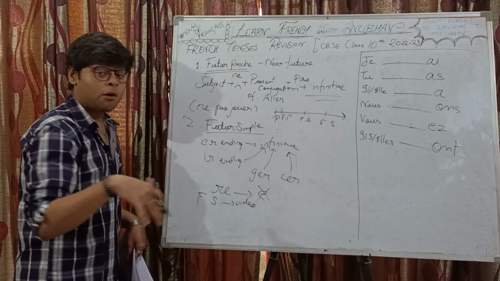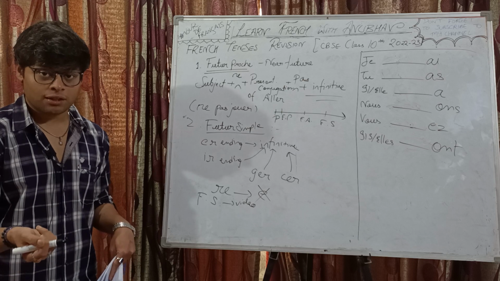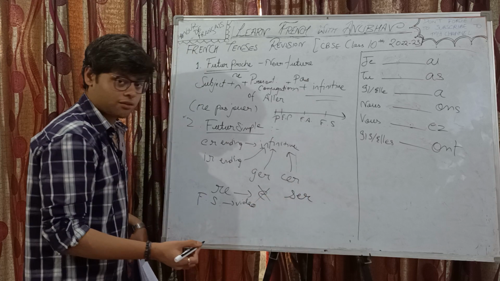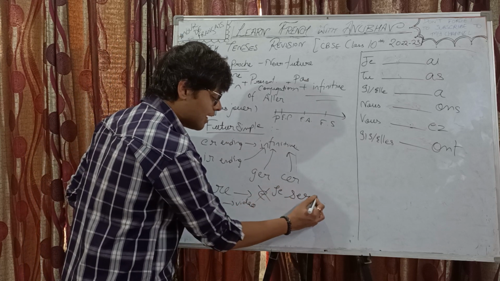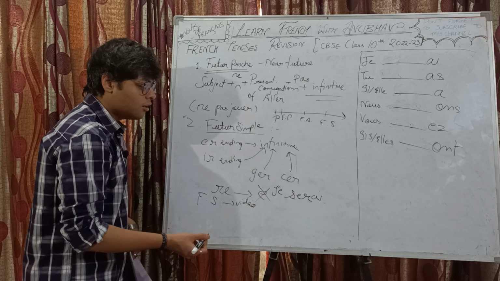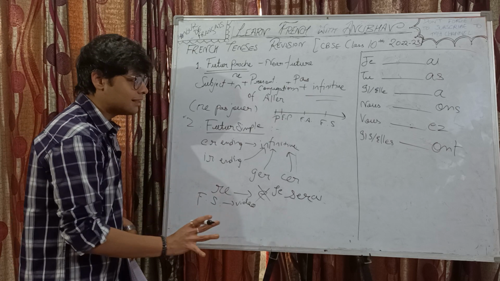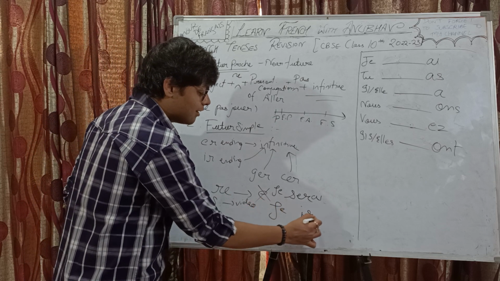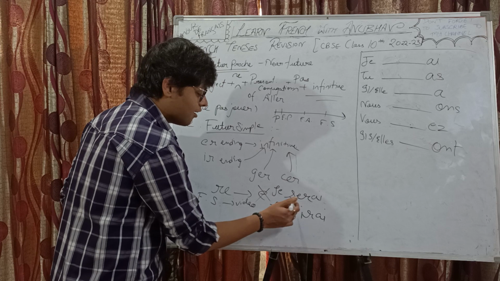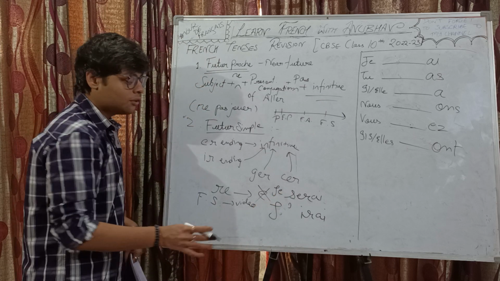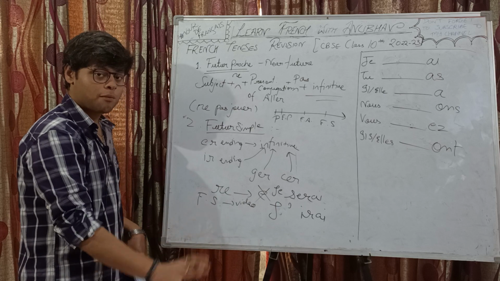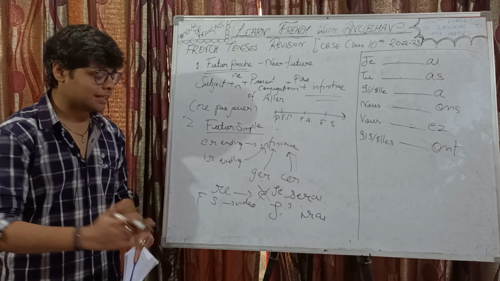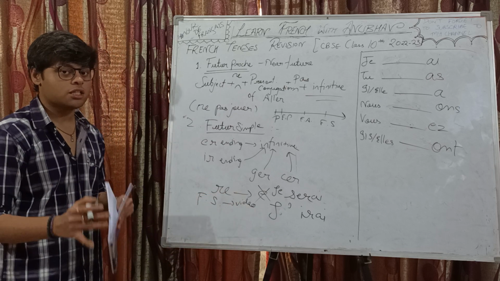Very easy. But what about future simple exceptions? For example, the stem for être is ser. Je serai. So you need to learn all these exceptions. For example, for aller it's ir. So it becomes j'irai, I will go. Like this, there are numerous exceptions which you need to prepare, and most of the exceptions in your curriculum are discussed in this particular video. I will be putting the link in the description box below.